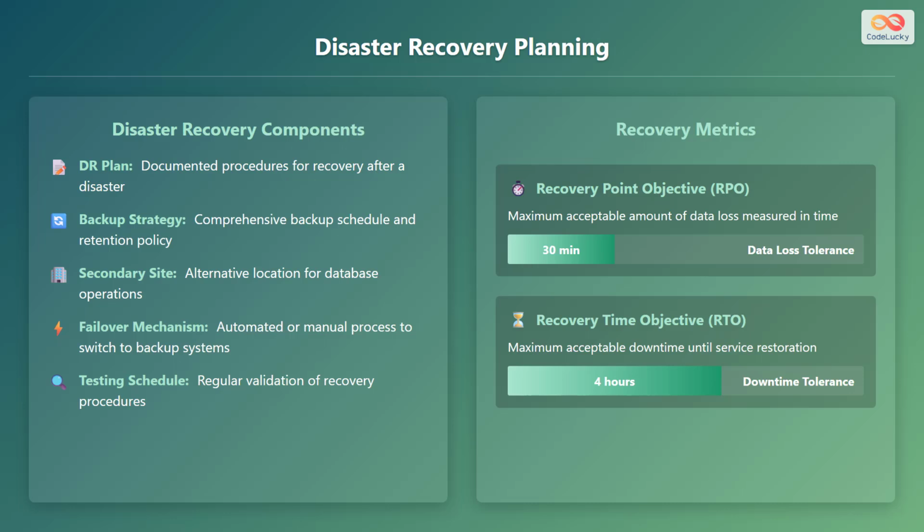Recovery point objective, or RPO, defines the maximum acceptable amount of data loss measured in time. Recovery time objective, or RTO, defines the maximum acceptable downtime until service restoration.